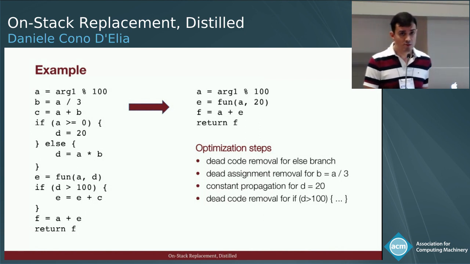Also, you're not going to use b anymore in the program, so you can remove the assignment to b. And eventually, you can also delete the if branch for the second if statement, because d will always be 20, cannot be greater than 100. So you get this tiny code on the right.